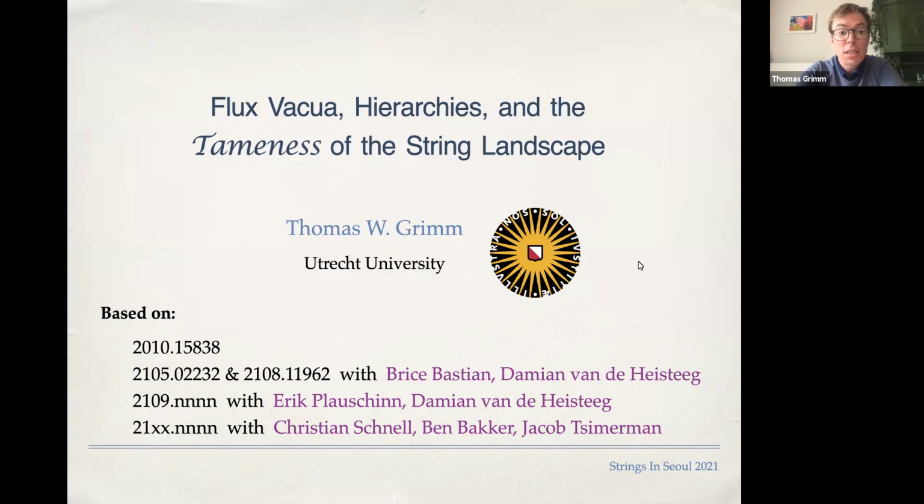In this talk, I will be talking about a set of topics which are based on the following set of papers, namely some paper from myself from last fall, and then two works together with Brice Bastien and Damian van der Heijsteek. And I will also spend some time discussing upcoming work with Erik Blauschin and Damian van der Heijsteek, and three well-known mathematicians, Christian Schnell, Ben Bakker, and Jakob Zimmermann.